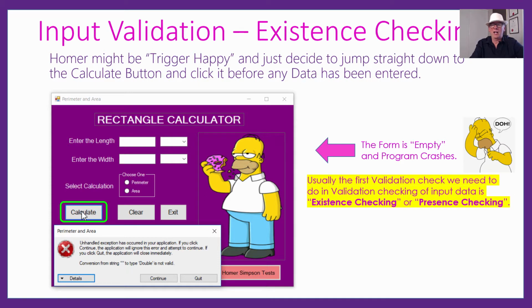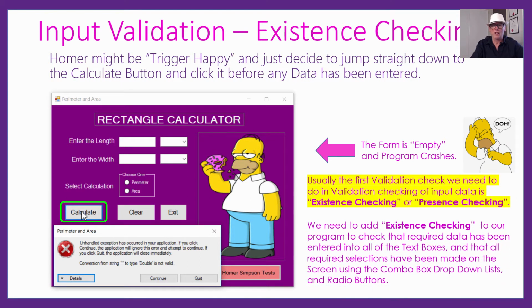Okay, so usually the first validation check we do is that existence checking or presence checking. So on our form, we want to check that all the boxes have been filled in properly by the user before we go ahead and try and do any calculations or any program processing.